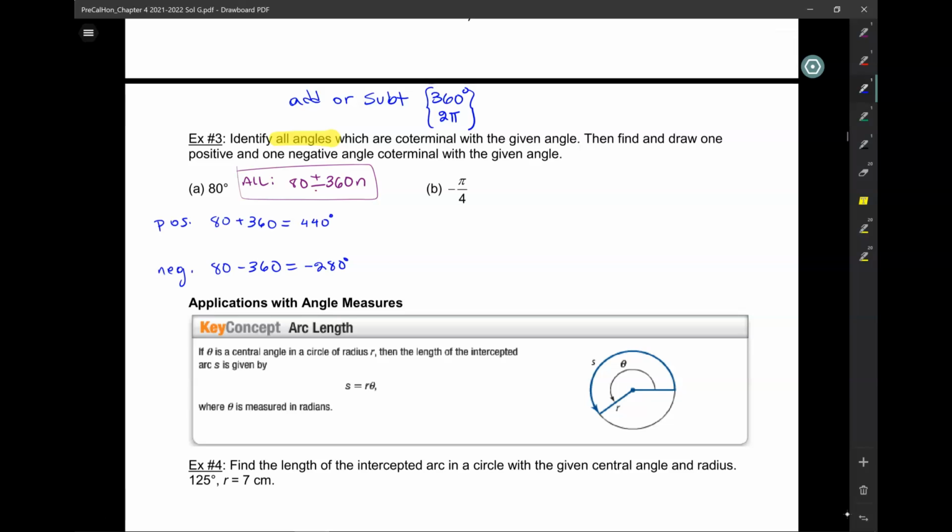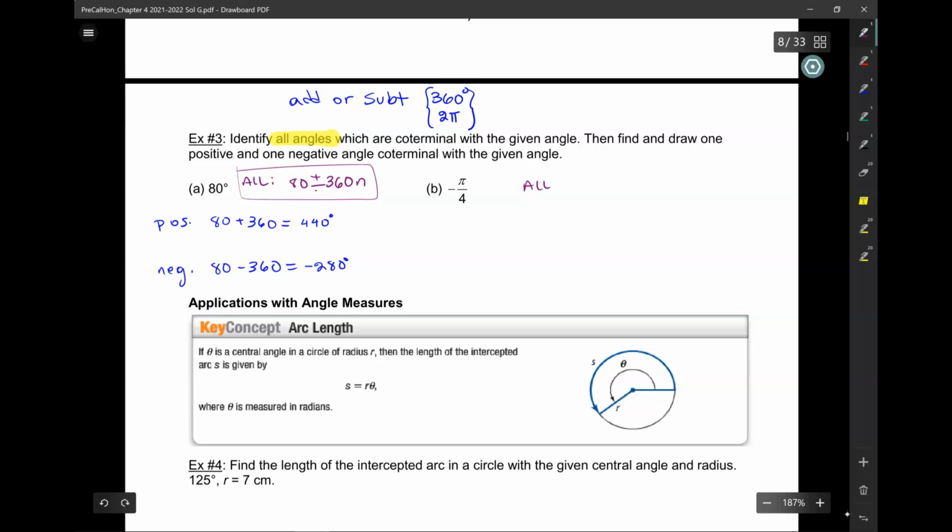Okay? For the negative one, 80 minus 360, and that's negative 280. Okay, so one thing you have to be careful about is a negative coterminal angle actually has to have a negative sign in front of it. It doesn't mean, just because you subtracted, that it's a negative coterminal angle. More about that soon. So here, negative pi over 4.